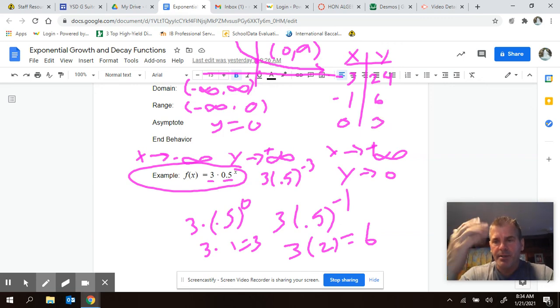And then as we increase, it's going to get smaller and smaller and smaller. If you take it to the first power, you've got 0.5 times 3, that's 1.5. You take 0.5 to the second power, that's the same thing as 1/4. So 1/4 times 3, that's 3/4, 0.75. We're getting closer and closer to 0. Check it out. Look at the examples in the book.